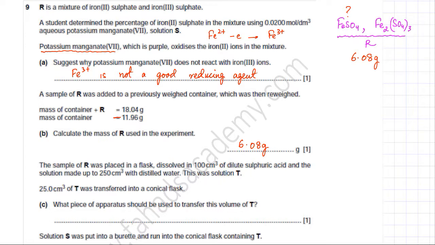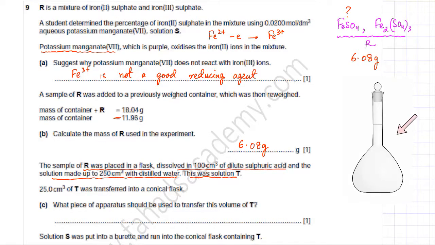Moving on, the question states that the sample of R was placed in a flask, a volumetric flask, and it's dissolved in 100 cm cube of dilute sulfuric acid, and the solution made up to 250 cm cube with distilled water. So it's basically a volumetric flask that has a volume of 250 cm cube. So it's being dissolved in 100 cm cube of dilute sulfuric acid, and the solution is then made up to 250 cm cube with distilled water. We're going to sketch this part. This solution was then called T. So I'm going to show this part using a sketch.